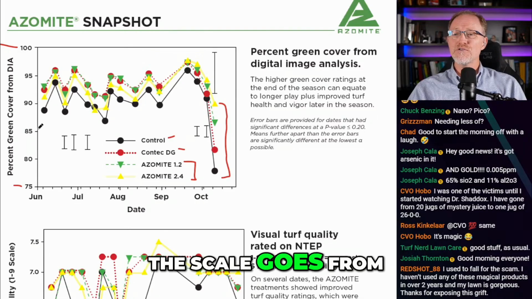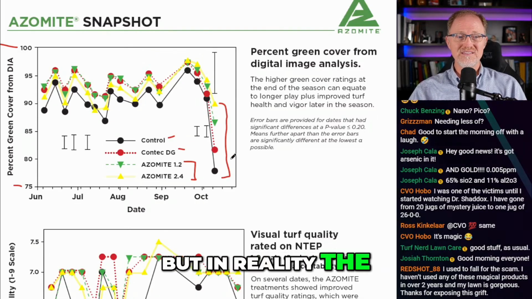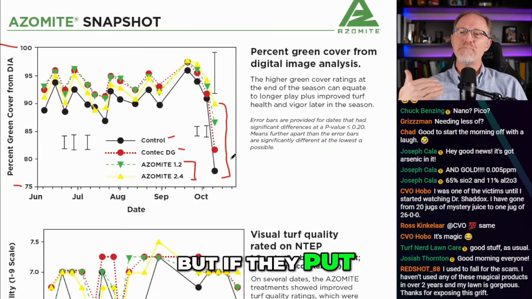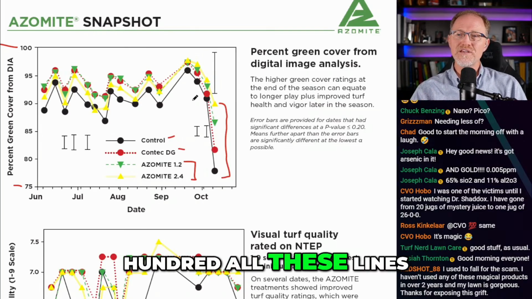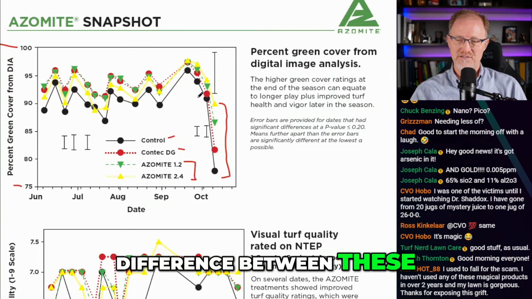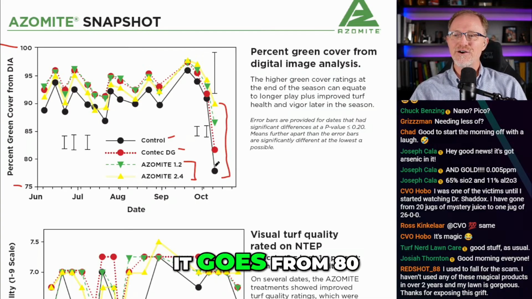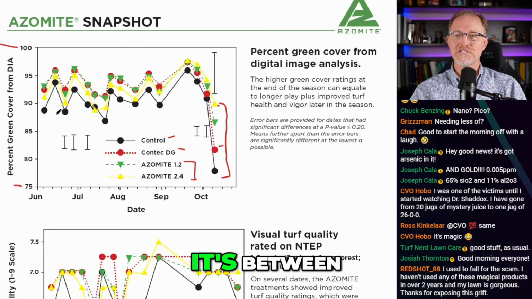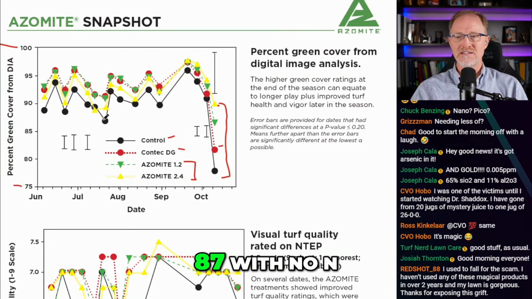The scale goes from 75 to 100, but in reality, the scale goes from 0 to 100. But if they put it on a scale of 0 to 100, all these lines would be crushed together. You wouldn't see any difference between these. It goes from 80 to 90% at the very end. Everywhere else, it's between, say, 86 and 87.